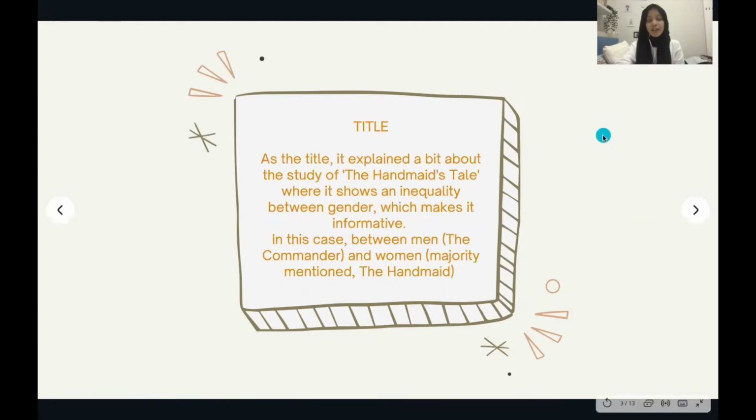And for the title of the story, as you have already known, it explains a bit about the study of The Handmaid's Tale, where it shows an inequality between genders, which makes it informative. In this story, it involves the male character, which is the commander, and the female characters. The majority of the female characters mentioned are the handmaids.